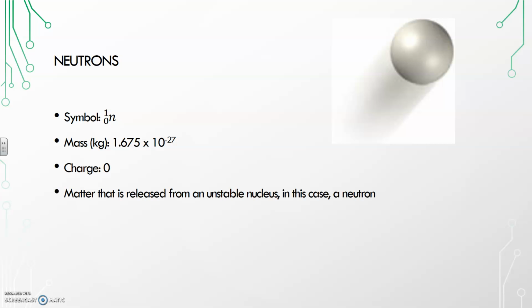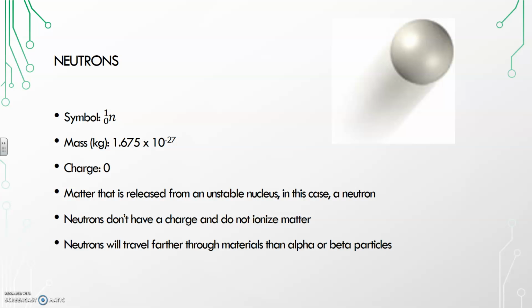Okay, so matter that is released from an unstable nucleus, in this case a neutron, is referred to as neutron decay. Okay, so neutrons don't have a charge and they don't ionize matter, but they do have enough mass and speed when they fly out of these unstable nuclei that they can basically break apart other atoms by hitting them hard enough. And we'll see in one of the next sections why that's such a significant concept.